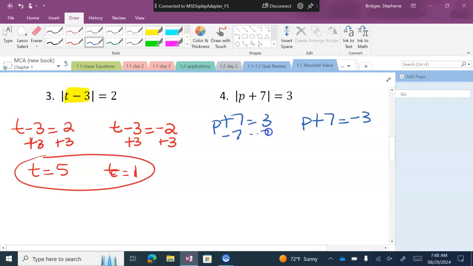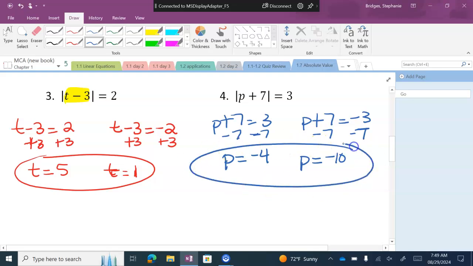I'm going to subtract 7 from both sides. So the first one I get is p equals negative 4. And then be careful. Some people tend to take that negative 4 and put its opposite as the second answer. That's not true. We have to solve the equation. What's negative 3 minus 7? Negative 10. So my 2 answers are negative 4 and negative 10.